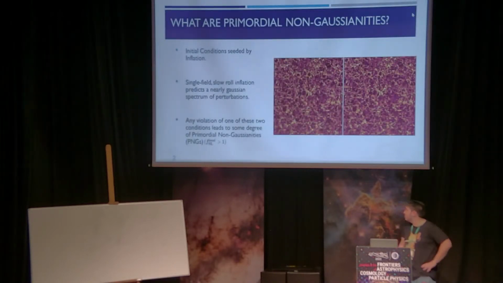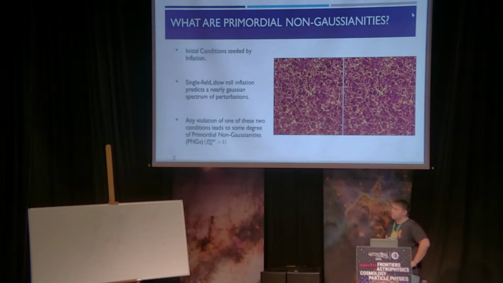So, first things first, what are primordial non-Gaussianities? The most standard model for structure formation states that the initial conditions for the universe were seeded during inflation. The most standard model for inflation, single-field slow-roll inflation, predicts that these perturbations have a spectrum which is nearly Gaussian. Hence, any violation of one of these two conditions may lead to some degree of deviation from Gaussianity, which is parameterized in the term f_NL.